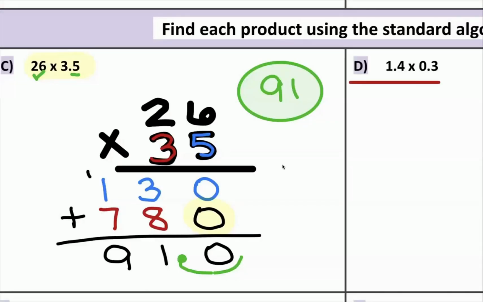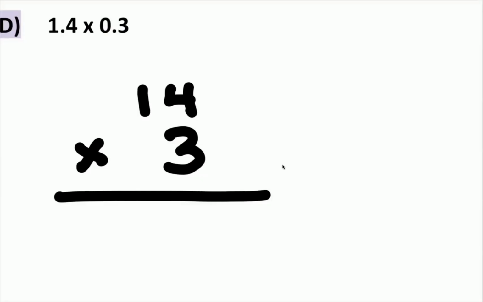Try problem D on your own, then come back to the video to check your work. Our first step is we're going to remove the decimals. So 1.4 times 0.3 becomes 14 times 3. 14 has more digits. It has 2 digits, so I'm going to put that number on top. Then I'm going to multiply 3 times 4, and then 3 times 1.